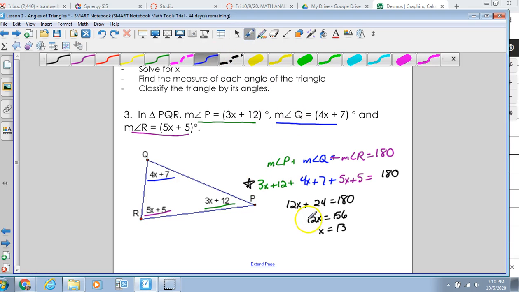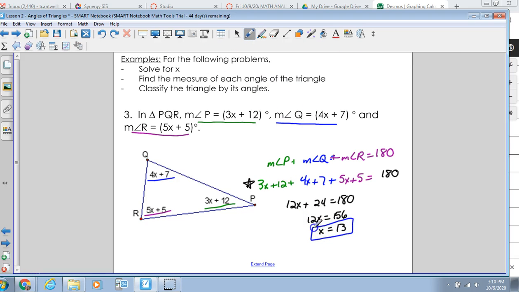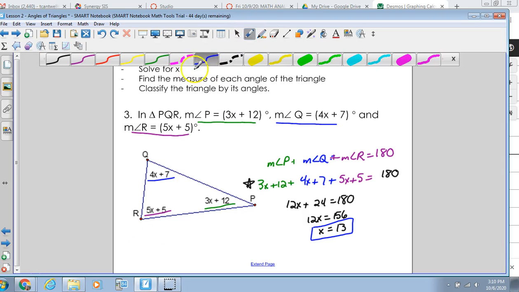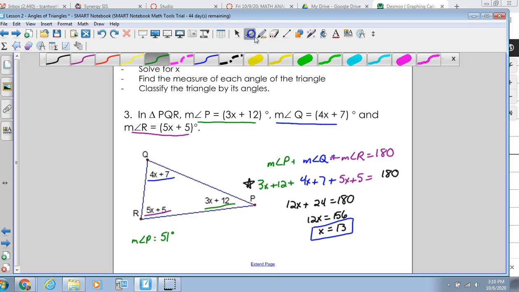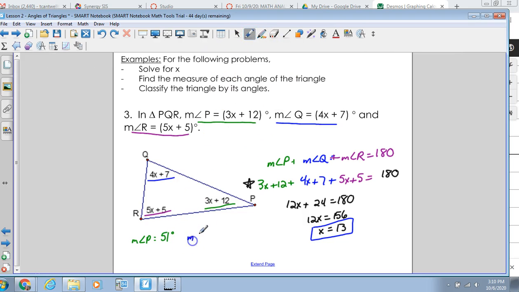So now that we have got that x is 13, we can find each of our angles by plugging it in. The measure of angle P is 3x plus 12. If we plug in our 13 right there, 3 times 13 plus 12 gives us 51 degrees. And the measure of angle Q, if we plug in our 13 right up there, 4 times 13 plus 7, that gives us 59 degrees.